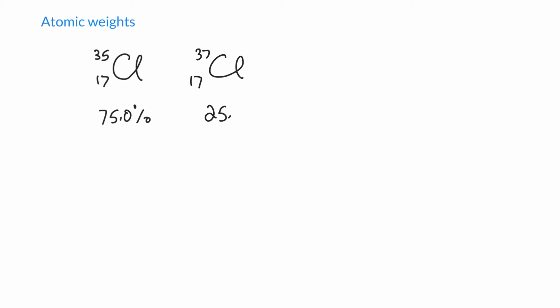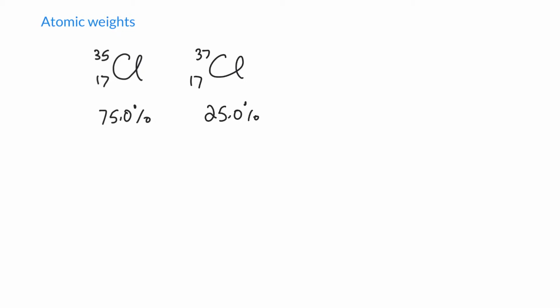Hi, welcome back. Let's talk about atomic weights. So, we've talked about the fact that atoms have different isotopes. For instance, chlorine has two isotopes. There is a chlorine 35 and there is a chlorine 37. And it has other isotopes, but mainly these are the two. And 75% of chlorine atoms are chlorine 35, and about 25% are chlorine 37.